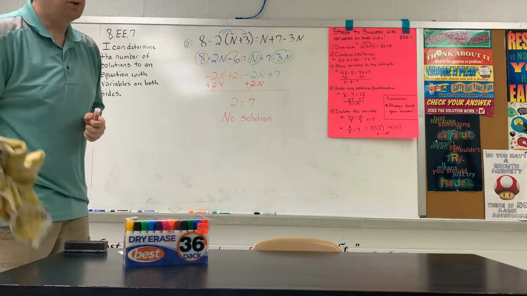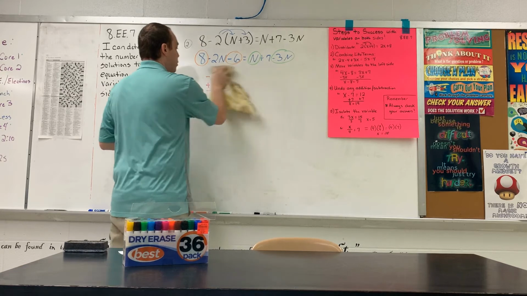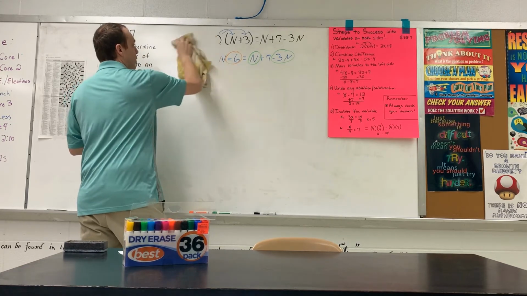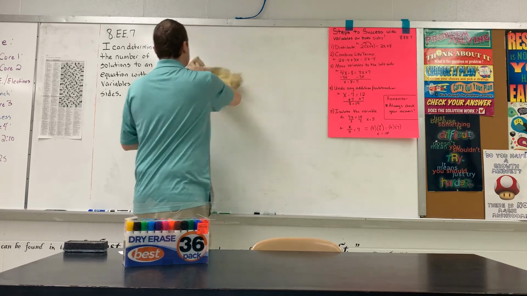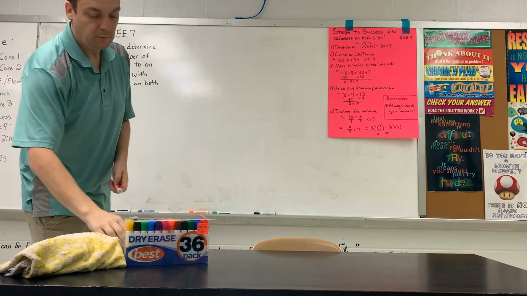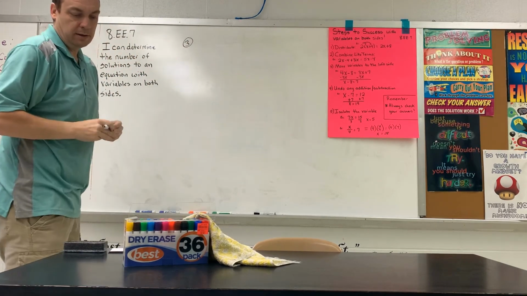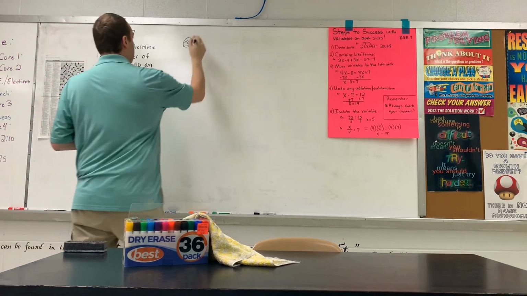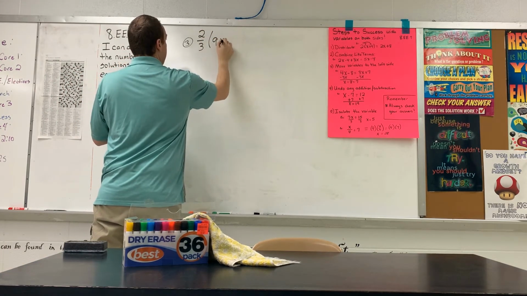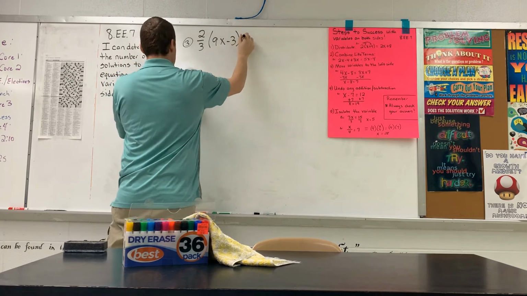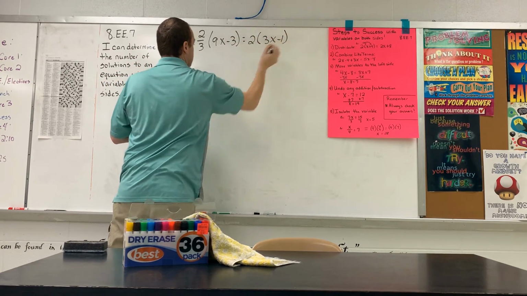All right, let's do one more. So we've looked at one that gave us one solution. We've looked at one that gave us no solutions. Well, let's look at one that gives us something else. All right, this one's a little tricky. Let's look at problem number 3. We have 2/3 times 9x minus 3 equals 2 times 3x minus 1.